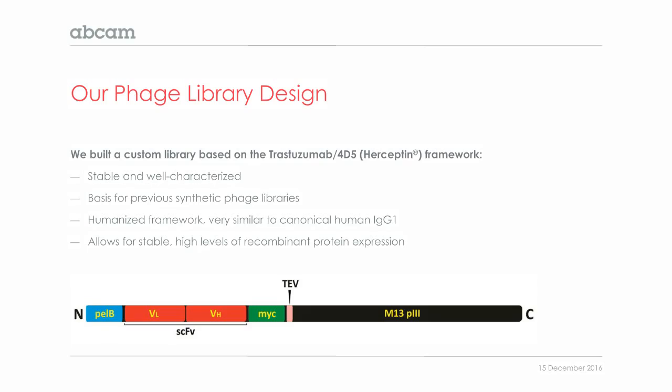So at the bottom of the screen is a diagram of the fusion protein found in our phagemid plasmid. So at the N terminus, or at the 5' end, is a PelB leader sequence, followed by the scFv sequence, and we have a Myc tag, a TEV cleavage site, and a full-length M13 P3 protein.